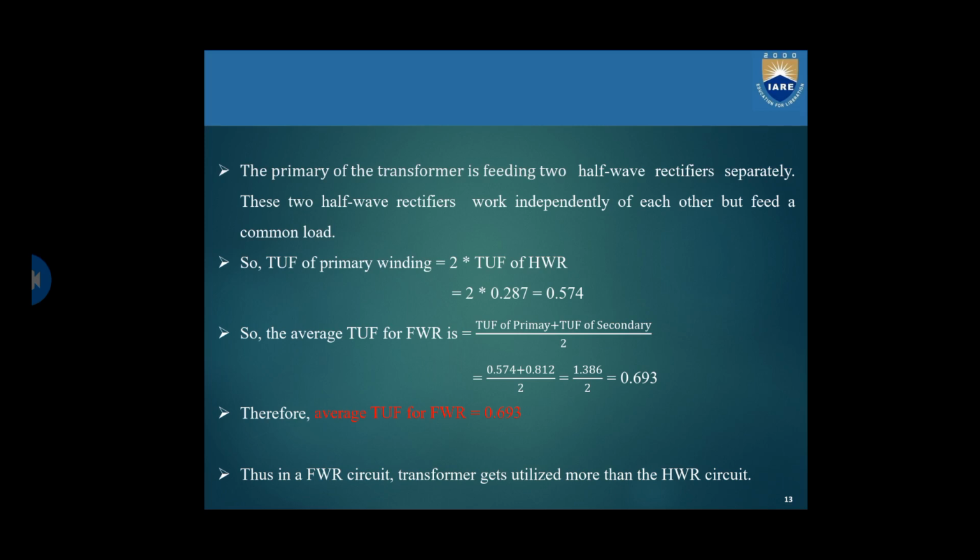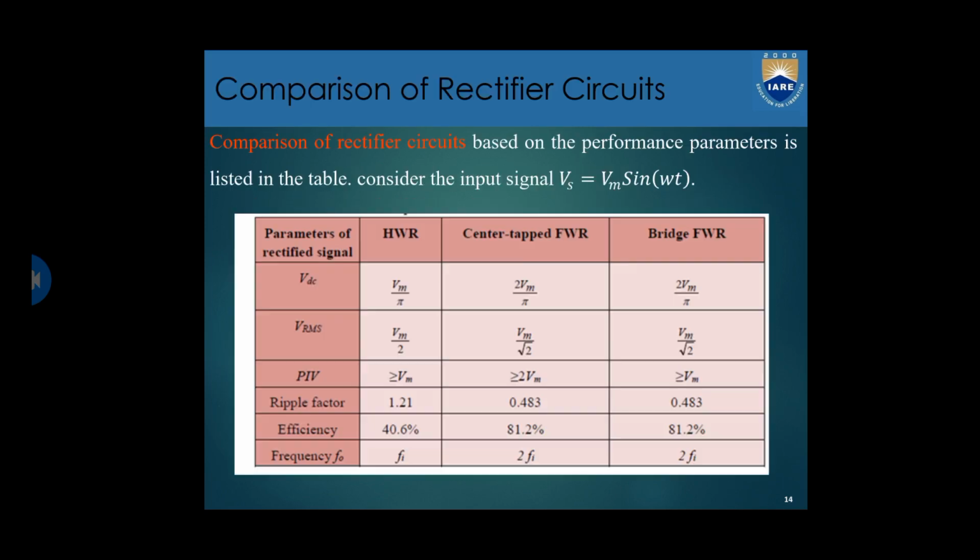Thus, in a full wave rectifier circuit, the transformer gets utilized more compared to the half wave rectifier, where only half of the AC cycle is utilized, so the TUF is lower. Hence, it proves that the full wave rectifier is more efficient than the half wave rectifier.